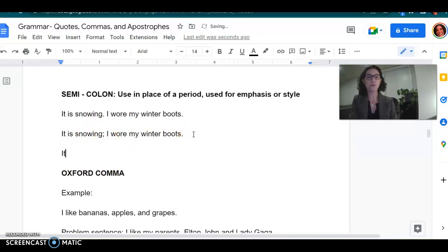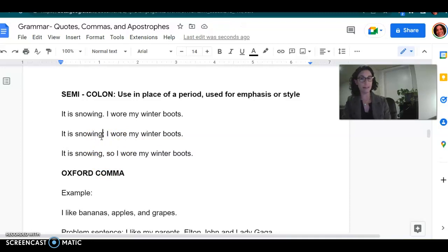Now, if you wanted to put the word so, I wore my winter boots, then you would need to include the comma, because you have one of the FANBOYS there. You have so. But if you decided you didn't want to use the comma and the FANBOY and you wanted to use a period instead, you could do that, or you can use the semicolon in place of the period.